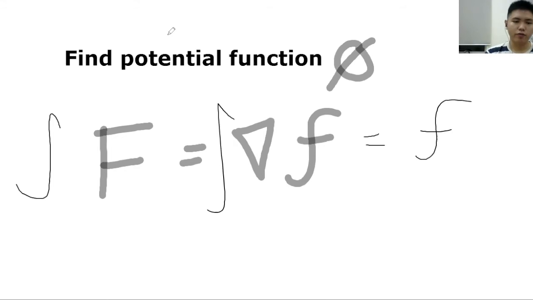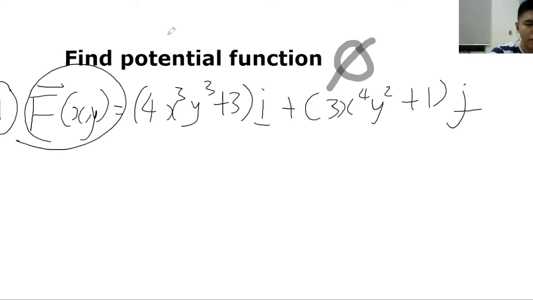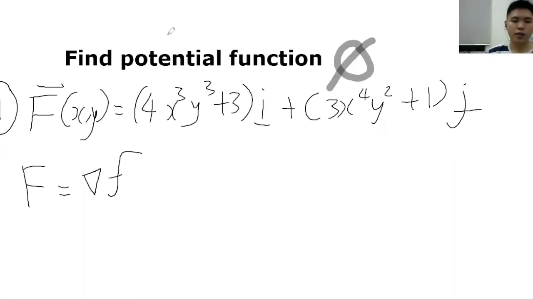Okay, so we continue from the previous example, example 1. Given the vector field, we already proved in the last video that it is conservative, which means it is equal to the gradient of f, the potential function. So we just straight away integrate this to get the potential function.